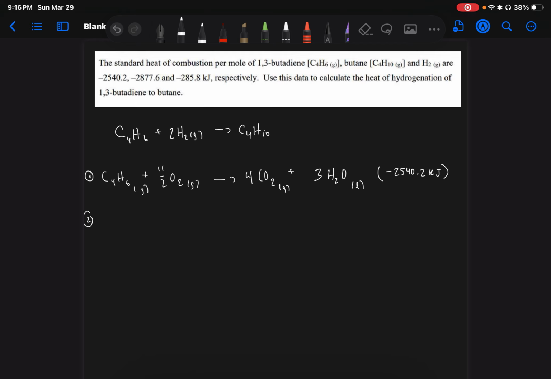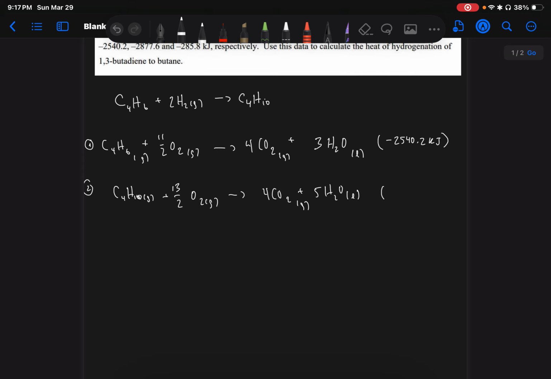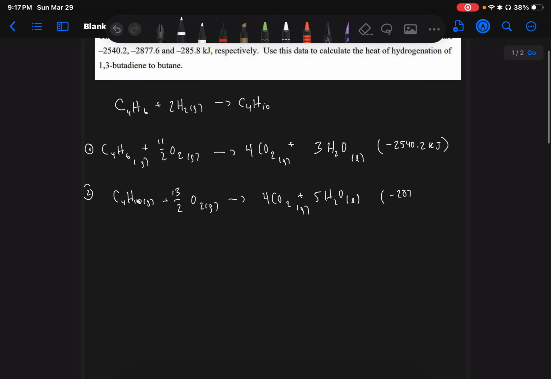Okay, now do 2. C4H10 gas, plus O2 gas, CO2 plus H2O liquid. What is this going to be? So we got 4 carbons, 10 hydrogens on the left, so we got 5 water on this side. How many oxygens? 5 plus 8, 13, so 13 over 2. Because 13 over 2 multiplied by 2 is equal to 13, and that will be 13 oxygens on both sides. This is negative 2877.6 kilojoules.